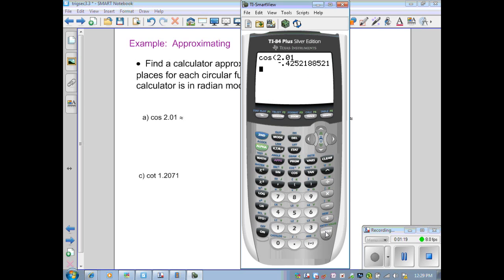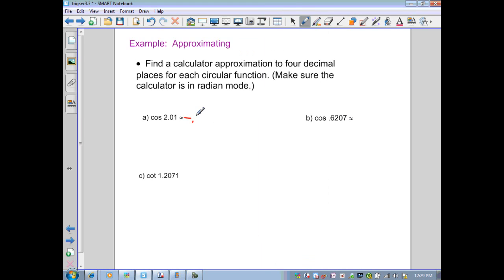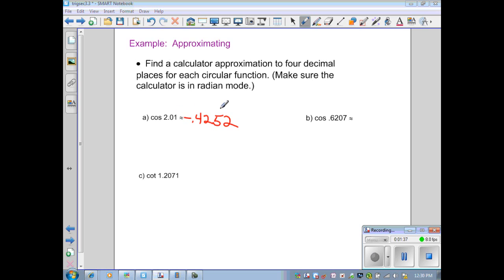Then all I need to do is enter cosine 2.01, and I can then get my value to be negative 0.4252. Since this is in quadrant 2 and cosine is a value of x, I know that my term is going to be negative. Example B, cosine of 0.6207. I know that that is going to be between 0 and 1.57, and therefore this is going to be in quadrant 1, and I know that this is going to be a positive value because my x value is positive.